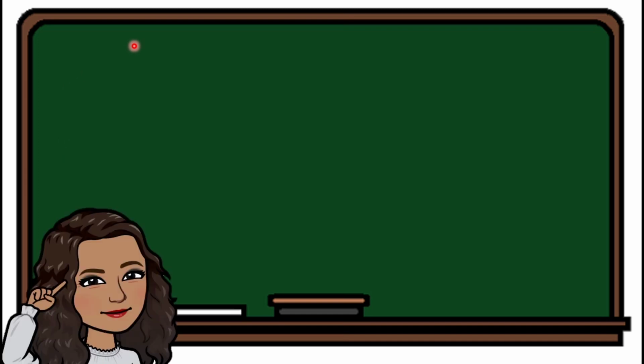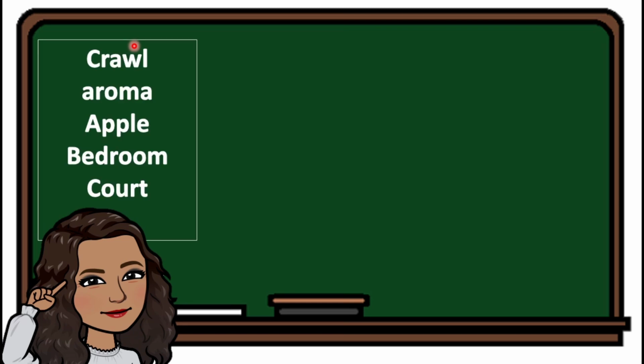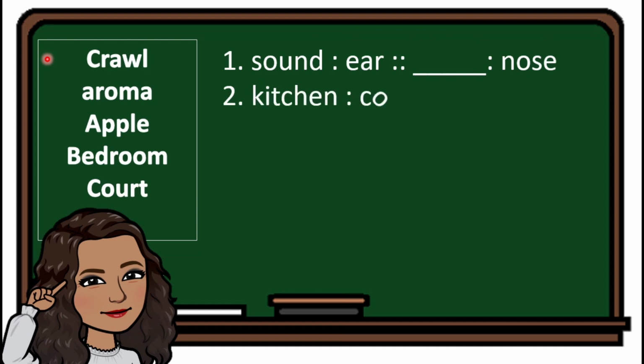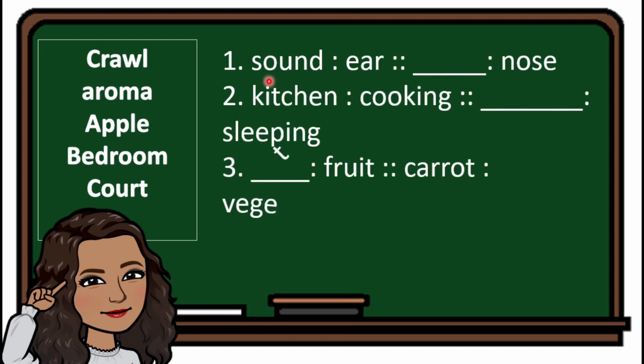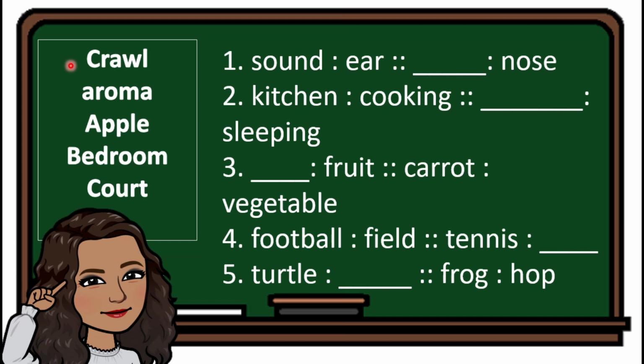To deepen your understanding about our lesson, let us answer this quick quiz. Now get your pen and paper or your notebook and try to answer these questions. For this activity, you have to choose the correct answer or correct word that will complete the analogy in each question. These are our choices: crawl, aroma, apple, bedroom, and court. I am giving you 30 seconds to answer these 5 questions. After that, we are going to check.